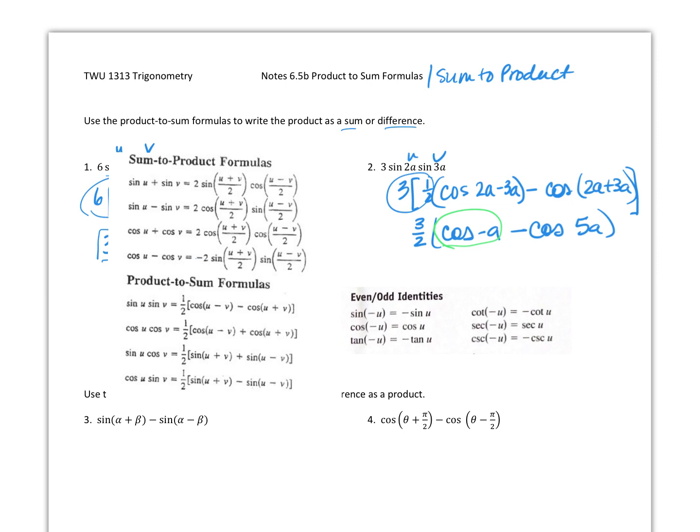And notice what it is. It's really the sign of negative angles, right? Rewritten. So we see that the cosine of a negative angle is really just equal to the cosine of that angle in a positive form. So that tells me that I can rewrite this as the cosine of a minus the cosine of 5a. And that 3/2 stays out there, okay? Now I've rewritten it as a difference, so this is my answer, and that's where I stop.